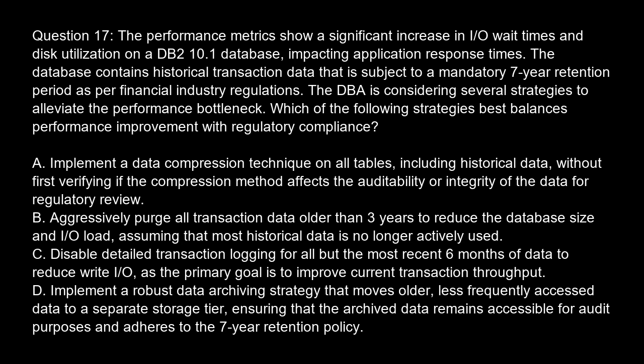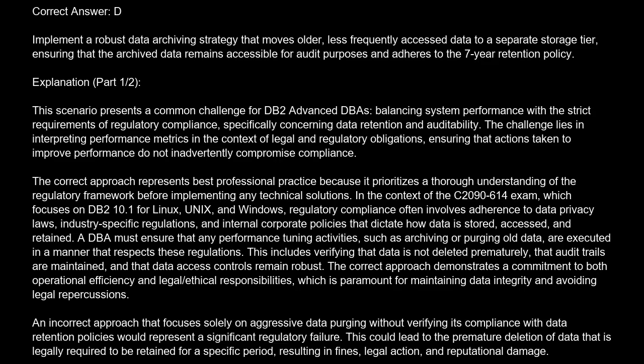Option D. Implement a robust data archiving strategy that moves older, less frequently accessed data to a separate storage tier, ensuring that the archived data remains accessible for audit purposes and adheres to the 7-year retention policy. Correct answer is D. Implement a robust data archiving strategy that moves older, less frequently accessed data to a separate storage tier, ensuring that the archived data remains accessible for audit purposes and adheres to the 7-year retention policy.